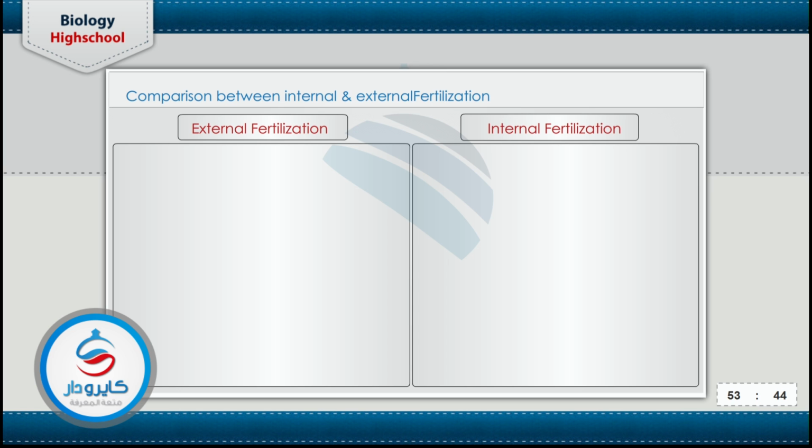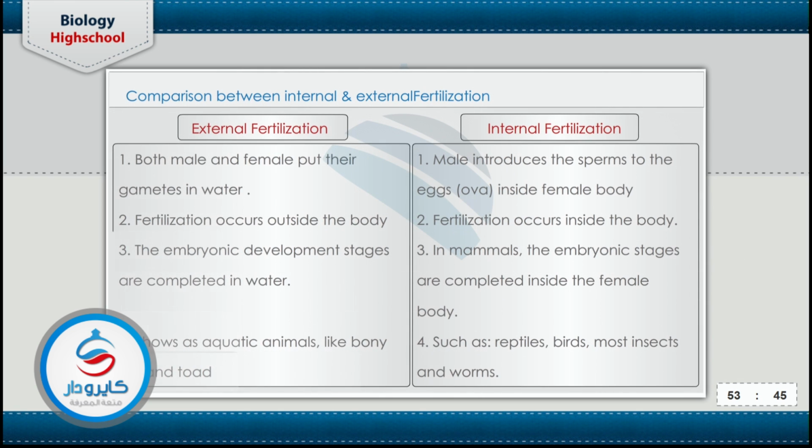But in the case of internal fertilization, that means it takes place inside the female body, where the male introduces the sperms to the egg or to the ova inside the female body, and fertilization takes place inside the female body, and that takes place in mammals, and the embryonic development or the embryonic stages take place completely inside the female body, as in the mammals. But in the case of the external fertilization, the embryonic development stages are completed in water.